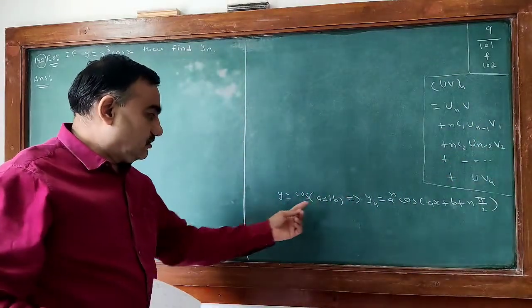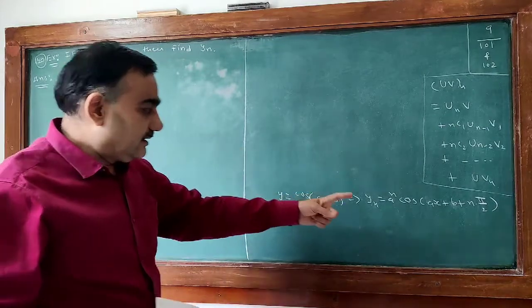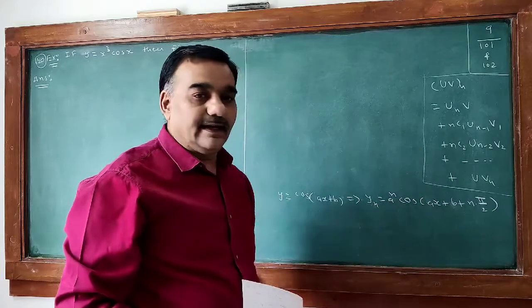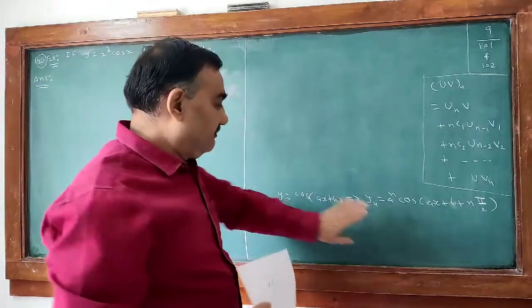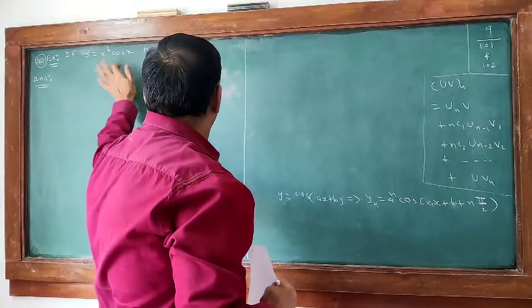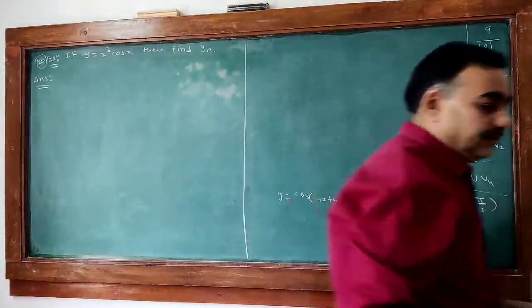And if y equal to cos(ax + b), then this is the theorem: yn equal to a raised to n cos(ax + b + n pi by 2). And we will use this theorem and also the Leibniz theorem to find the solution of this example.